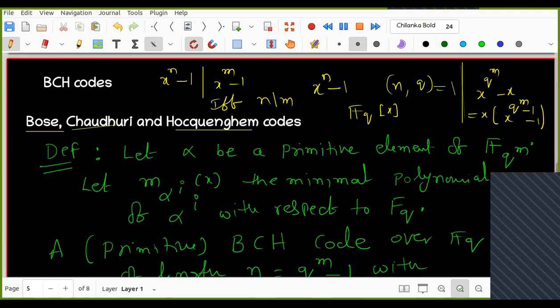But now, when I take x power n minus 1, n is a divisor. In general, for BCH codes, n need not be equal to q power m minus 1. If n equals q power m minus 1, then GCD of n and q power m minus 1 is 1, so I'm happy. But that much is not required actually. It also works if n divides q power m minus 1. So you take any n whose GCD with q is 1, then I can take some power m where n divides q power m minus 1. That can be proved easily.